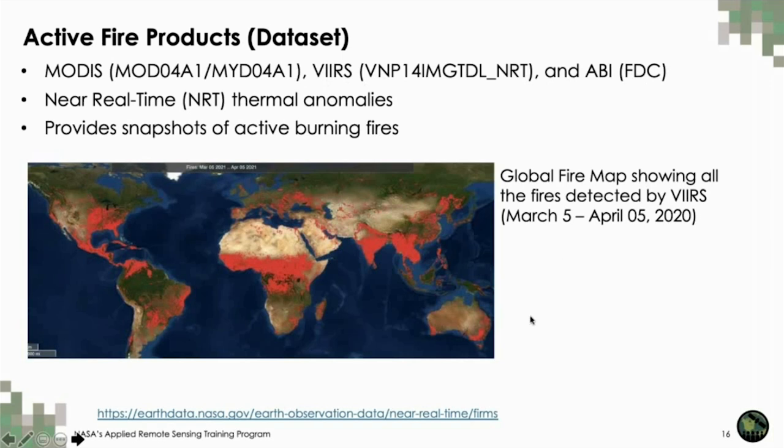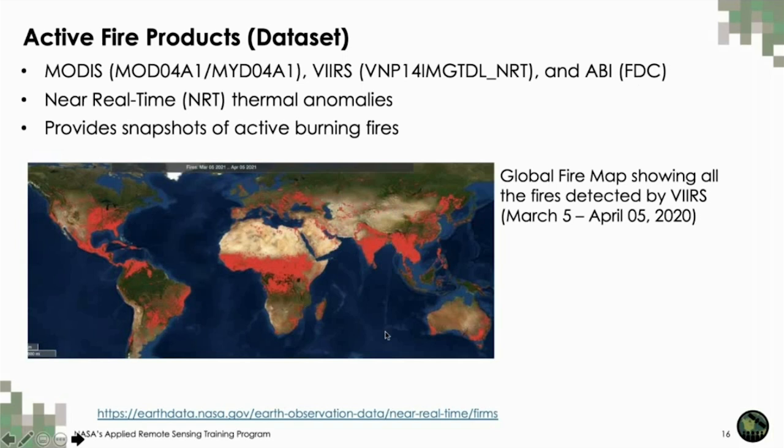These products are available in near real time, meaning within 2-3 hours of satellite overpass time, and they are also available for historical data, past years or past 10 years. For example, MODIS is available for the past 20 years. VIIRS from Suomi NPP is available for the last 9 years. Similarly, ABI is available for the last 2-3 years. So once you put all this data on a map, you will see a map like this.